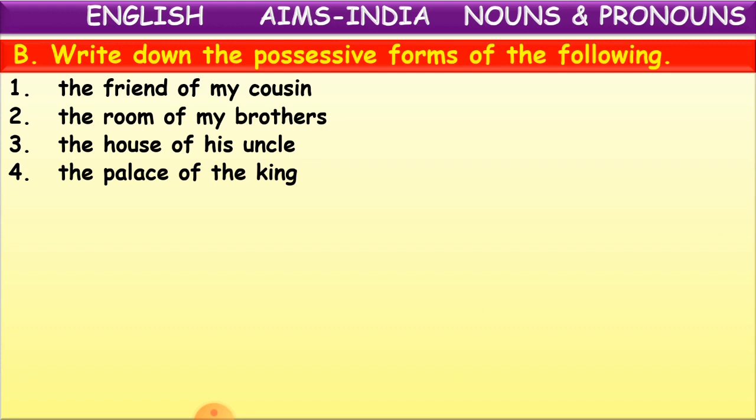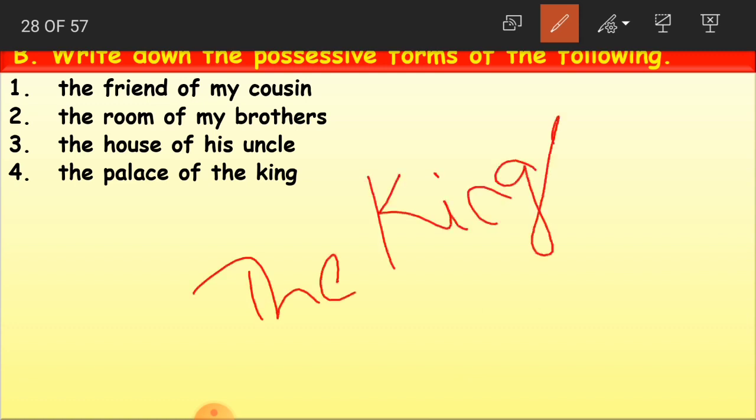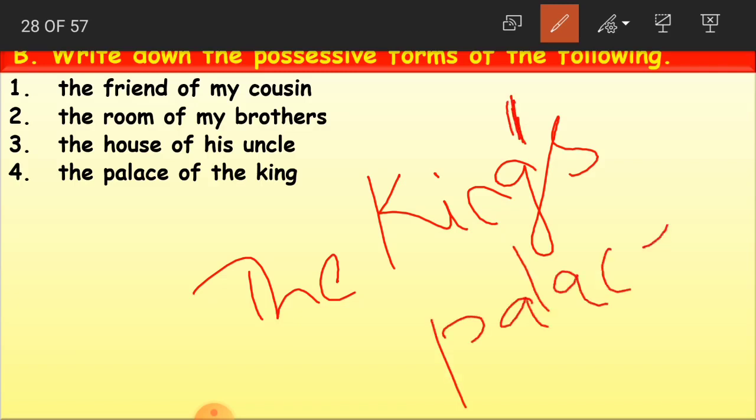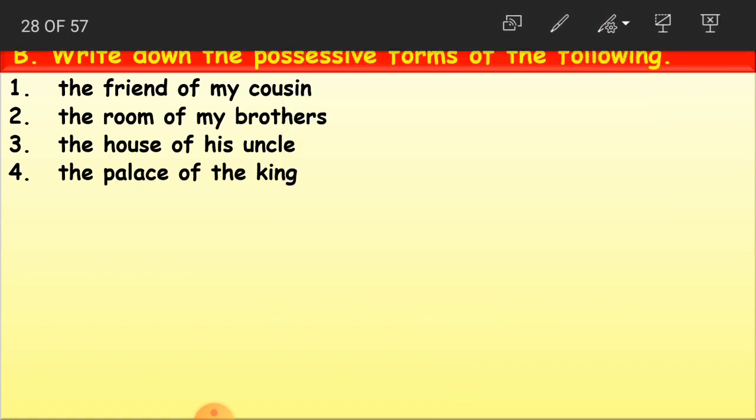The palace of the king. Again, king, in which form is it? Singular. And now how do we have to write? The king's palace. How should we write? The king's. Yes, after g apostrophe and then s, the king's palace. This is our sentence. Clear, children? Yes. Now we'll go to the other sentence.